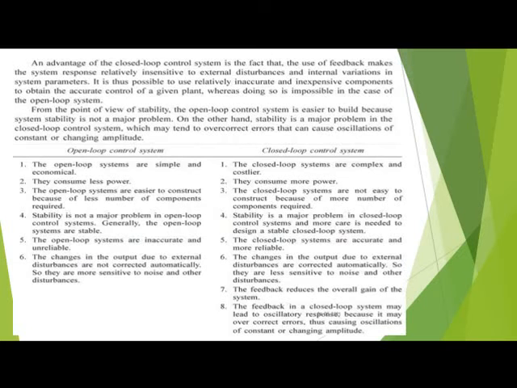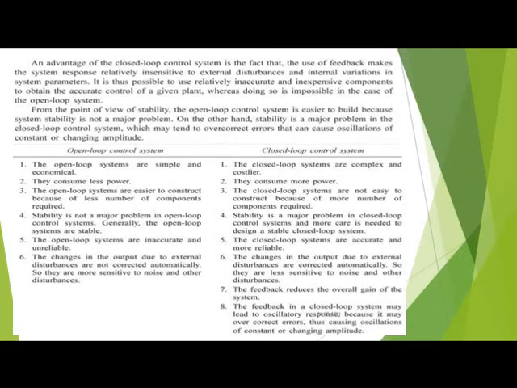Next are the advantages of the closed loop system. It uses feedback, so the system response is insensitive to external disturbance and internal variation in the system parameters. Another is that it is possible to use relatively inaccurate and inexpensive components to obtain accurate control of the given plant, whereas this is impossible in the case of an open loop system. Finally, from the point of view of stability, this is very important.